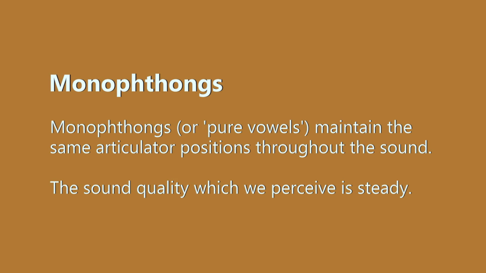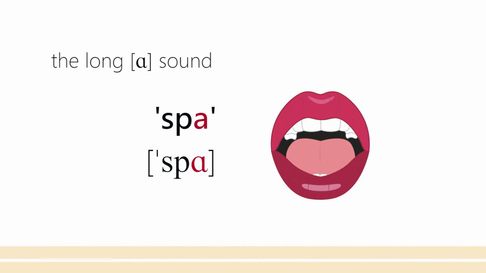A monophthong is basically a pure vowel, because it has one articulatory position whenever you utter it, and it keeps the same sound quality throughout the entirety of the duration of its pronunciation. For example, the sound ah in the word spa: while you pronounce the vowel, you don't change the quality of the vowel, and the position of pronunciation of the vowel doesn't change.